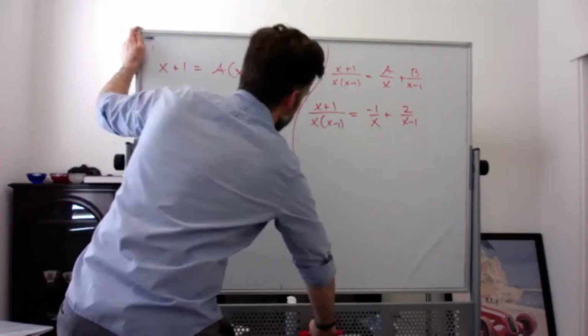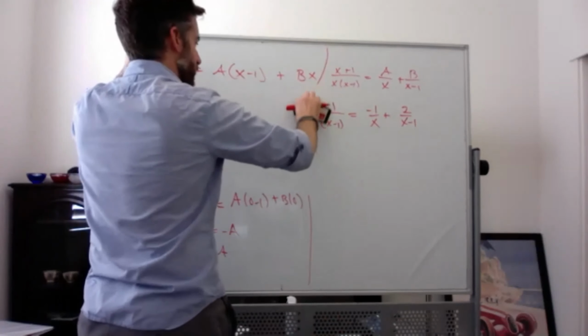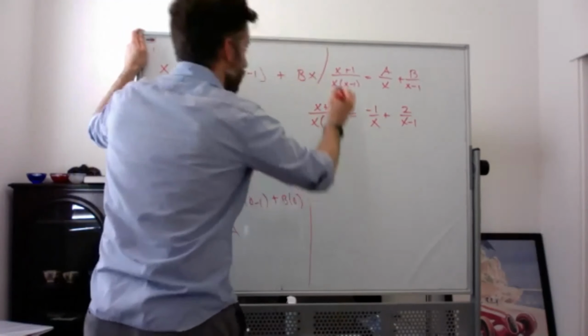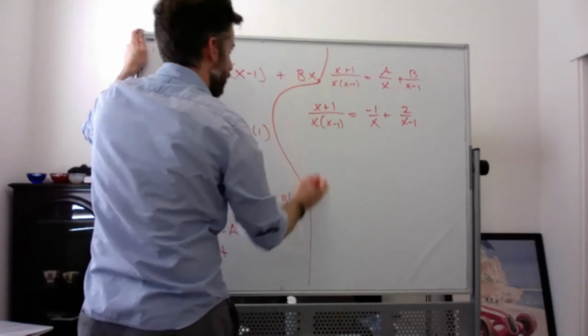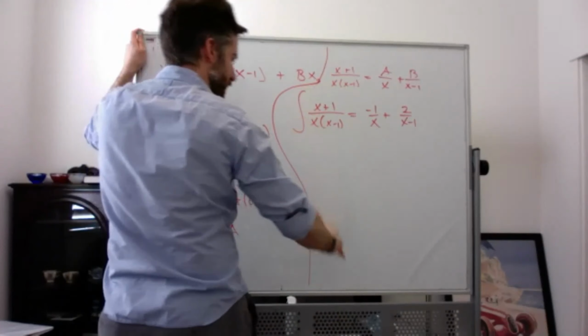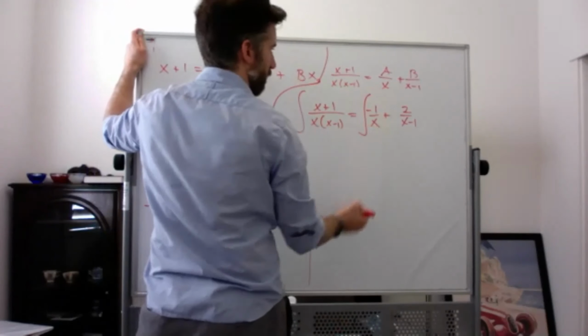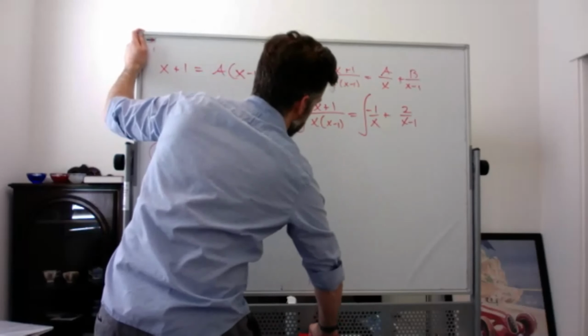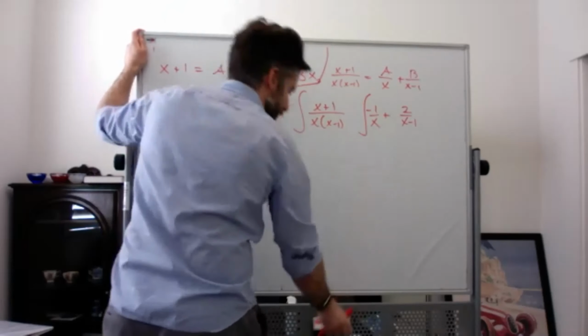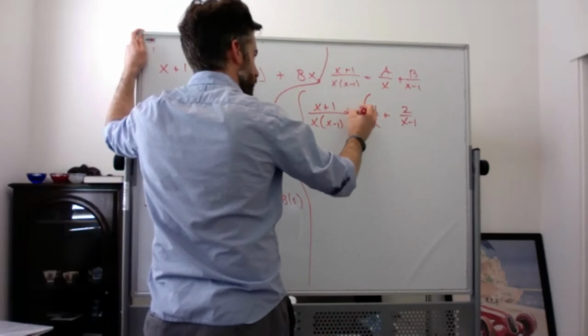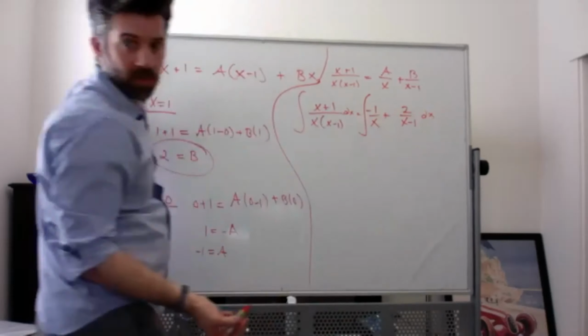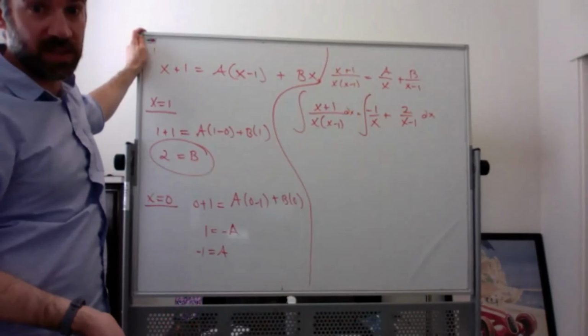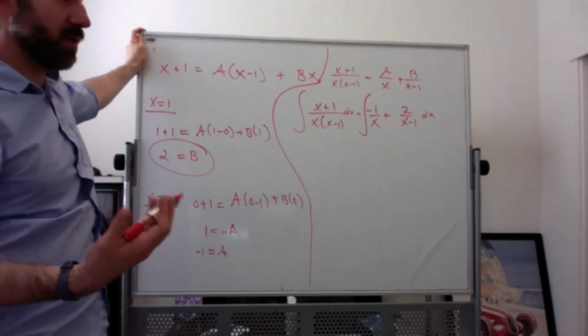And the reason we were doing this is because we were trying to integrate this thing. So I'm using a little bit of room here. I can say the integral of this is equal to the integral of this, with some dx's, of course. And then we can integrate each of those pieces really straightforwardly.